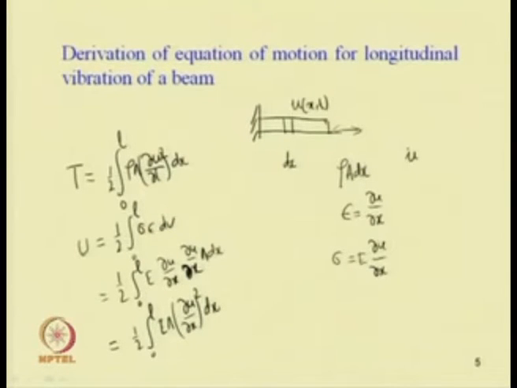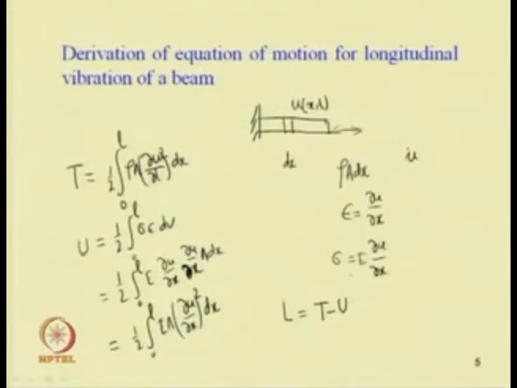Now, considering no force acting on this system, let us first try and find the free vibration of the system. In this case the Lagrangian of the system can be written as T minus U. So, this is the expression for T and this is the expression for U. So, the Lagrangian can be written in this form, T minus U, and one can use the Hamilton principle to derive the equation of motion.